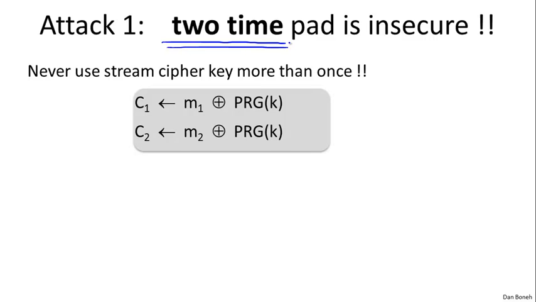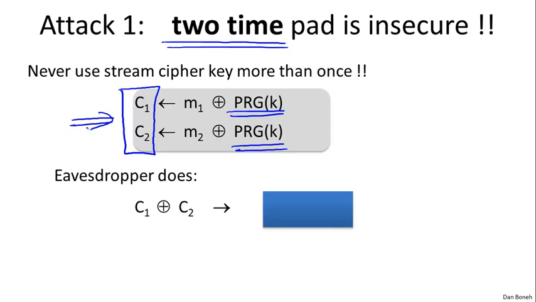So let's look at an example. Here we have 2 messages, M1 and M2, that are encrypted using the same pad. So the resulting ciphertexts, C1 and C2, are encryptions of these messages, but both are encrypted using the same pad. Now suppose an eavesdropper intercepts C1 and C2, and he has both. The natural thing for the eavesdropper to do is to compute the XOR of C1 and C2, and what does he get when he computes this XOR?